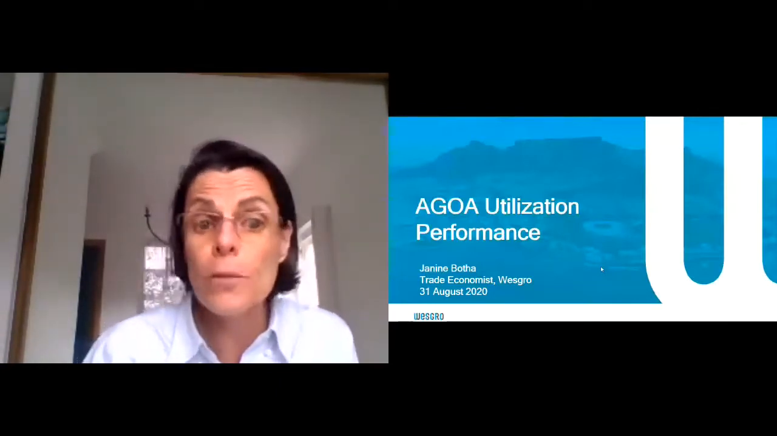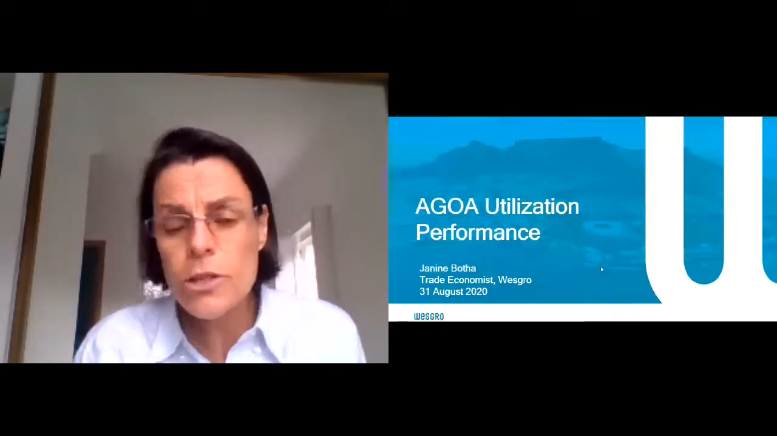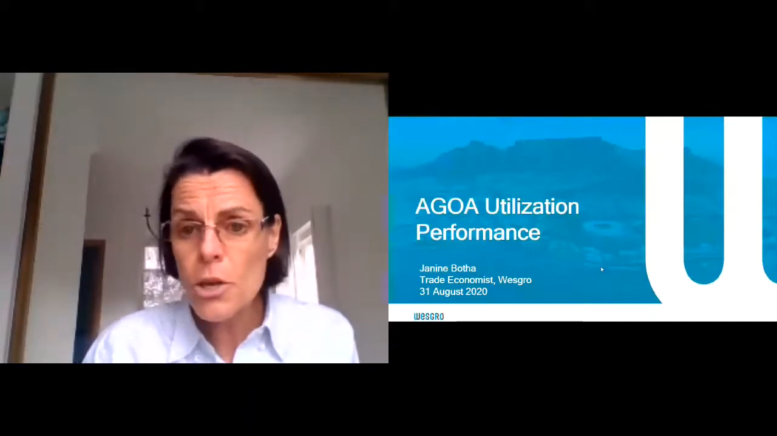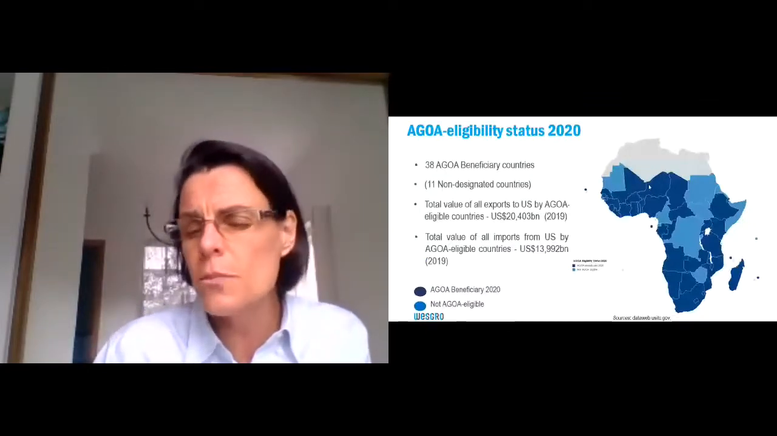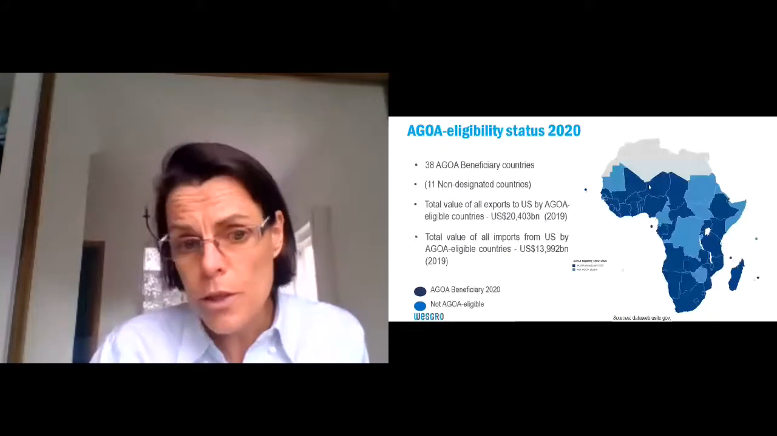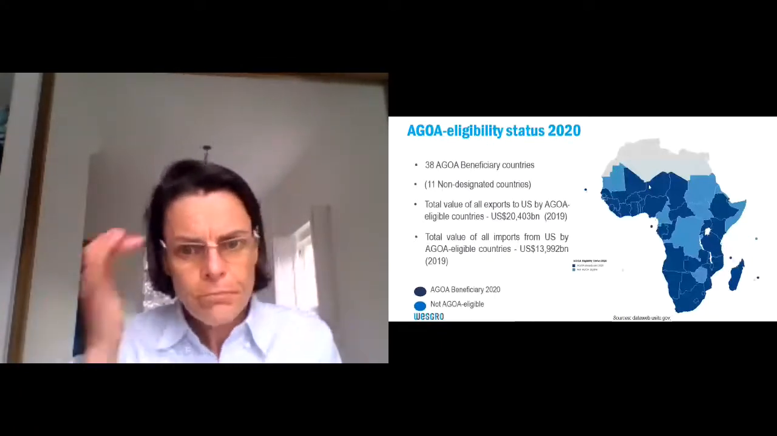to the US by Agoa beneficiary countries in 2019 was close on $20.4 billion. And the total value of imports from the US by these sub-Saharan African countries totaled close on $14 billion. So they ran a trade surplus with the US of about $6.4 billion last year as well.